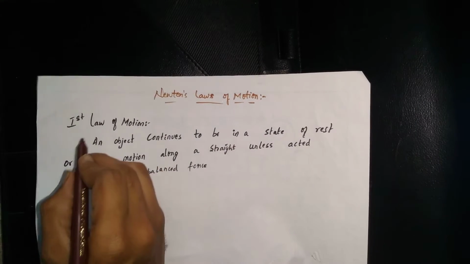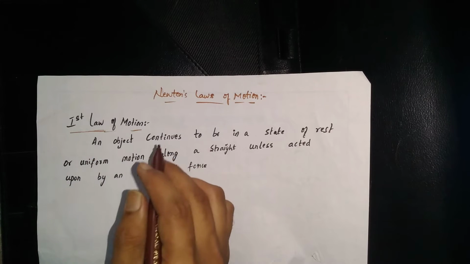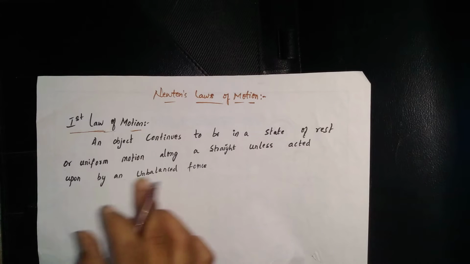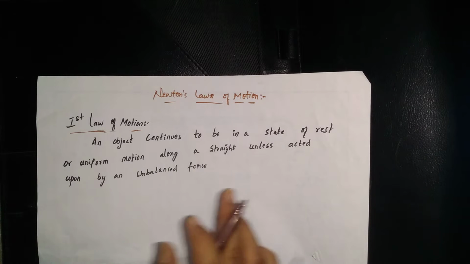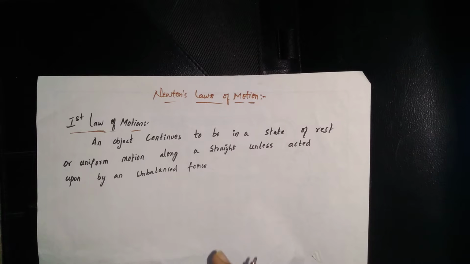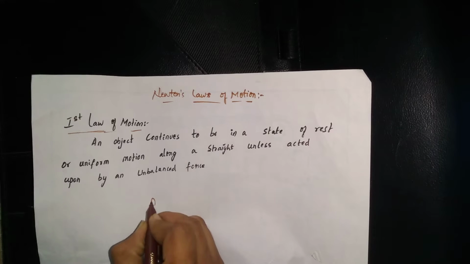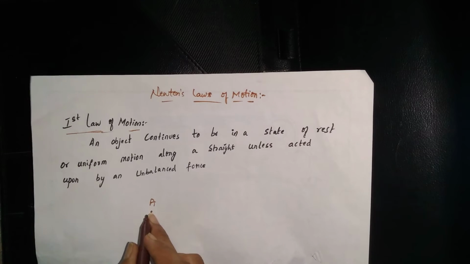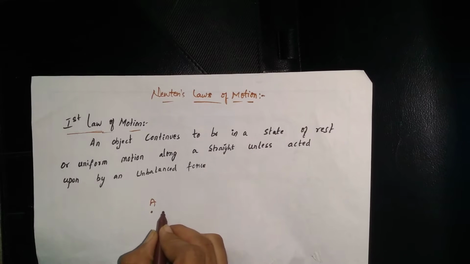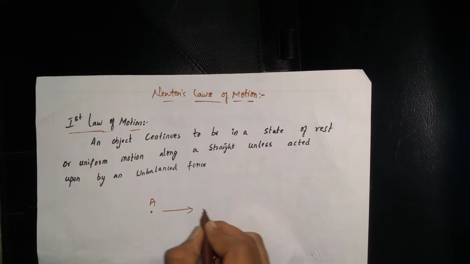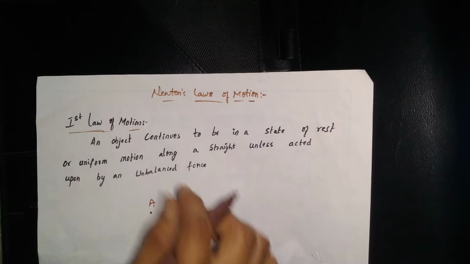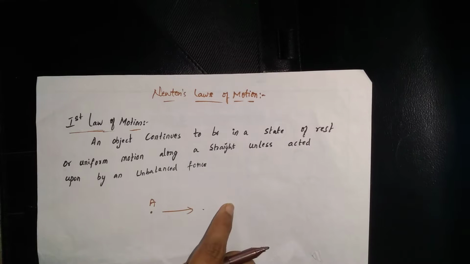The first law of Newton's states that an object continues to be in a state of rest or uniform motion along a straight line unless acted upon by an unbalanced force. It means if there is an object A, if it remains at rest, then it will remain at rest. If it moves from point A to some other point B, point C, then this means uniform motion. It goes in uniform motion along a straight line.